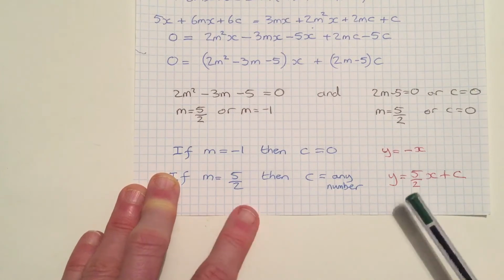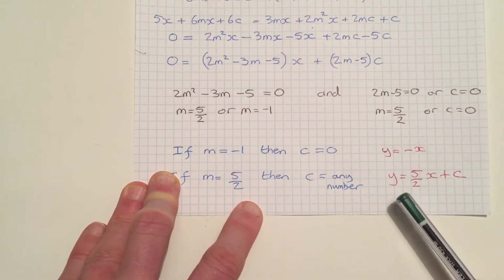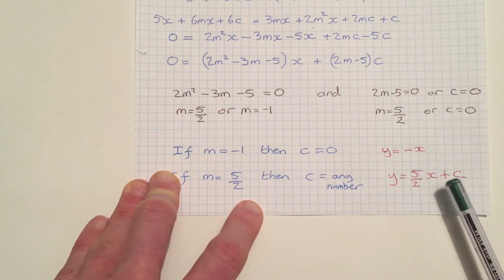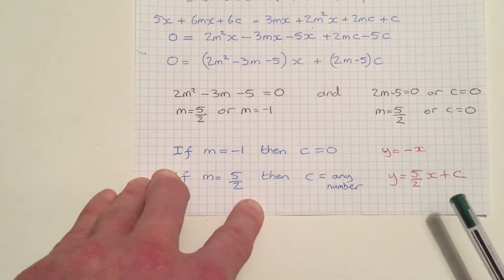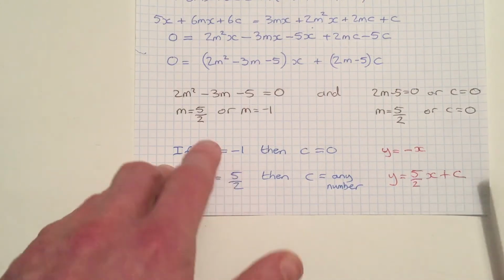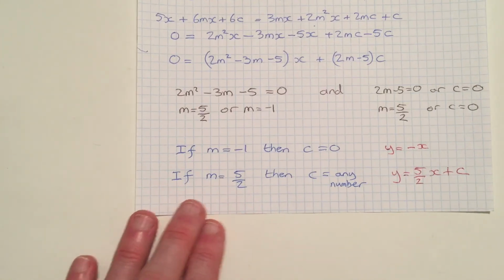So in actual fact, we get an infinite number of invariant lines here. y equals 5 over 2x plus c. It could be 5 over 2x plus 1, 5 over 2x plus 2, a whole series of different invariant lines. That's what we're saying here then.